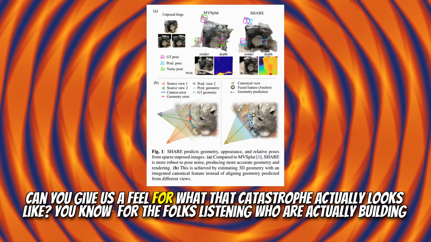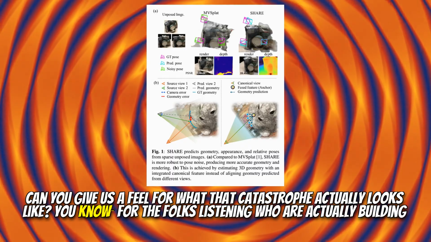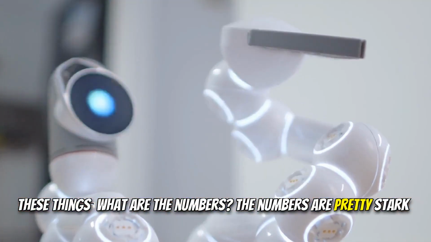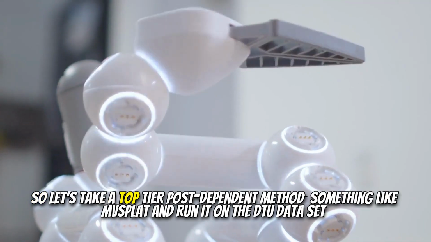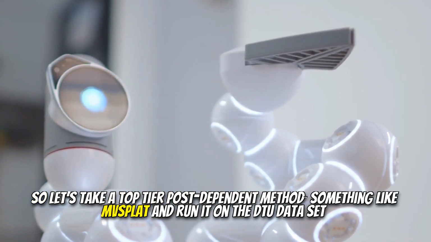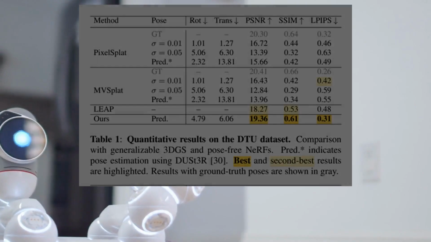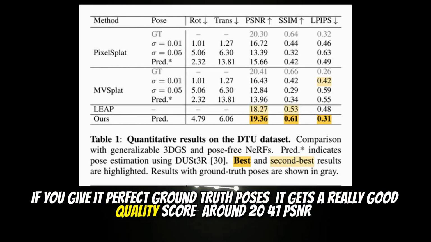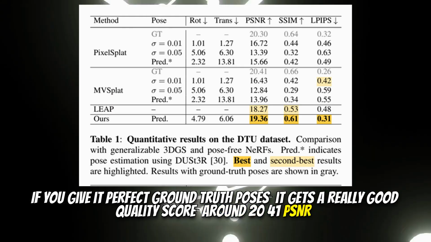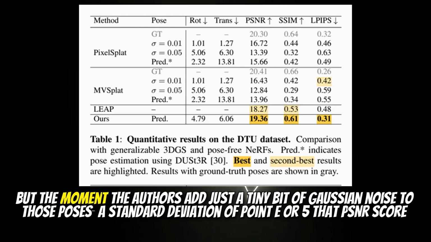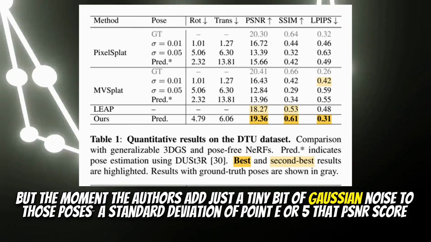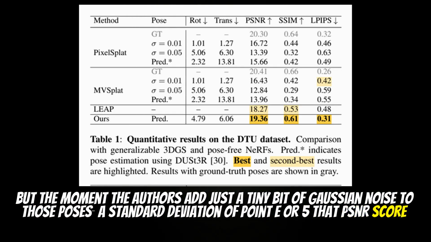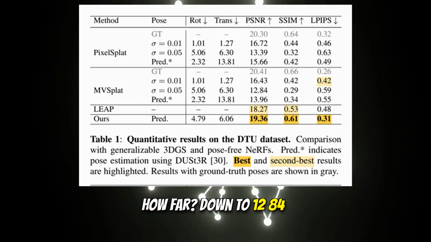Can you give us a feel for what that catastrophe actually looks like? You know, for the folks listening who are actually building these things, what are the numbers? The numbers are pretty stark. So let's take a top-tier pose-dependent method, something like MVSplat, and run it on the DTU dataset. Okay. If you give it perfect ground truth poses, it gets a really good quality score, around 20.41 PSNR. But the moment the authors add just a tiny bit of Gaussian noise to those poses, a standard deviation of 0.05, that PSNR score just plummets. How far? Down to 12.84.